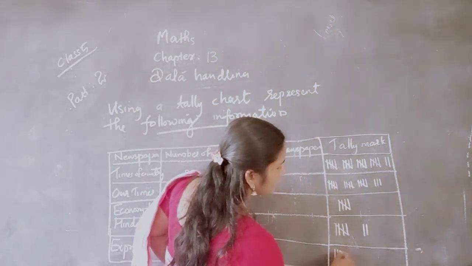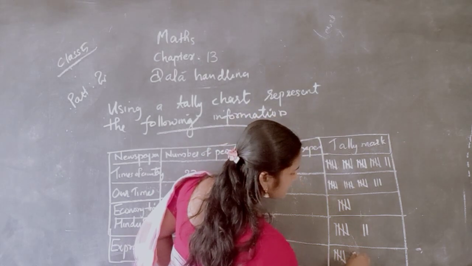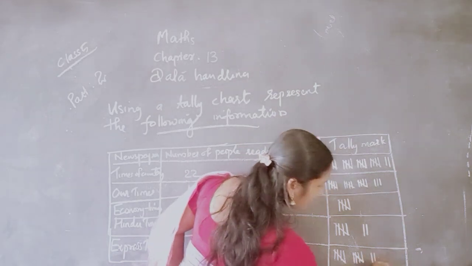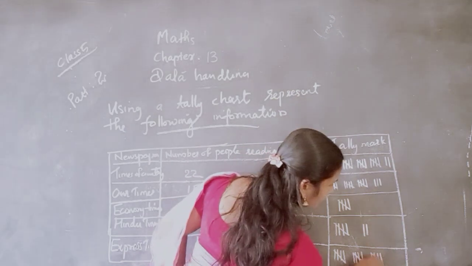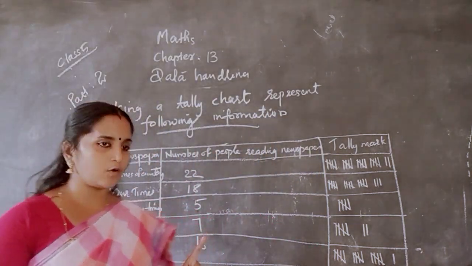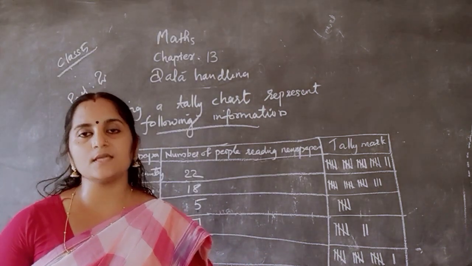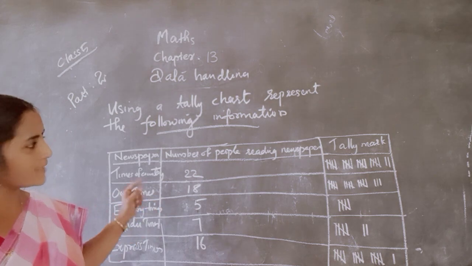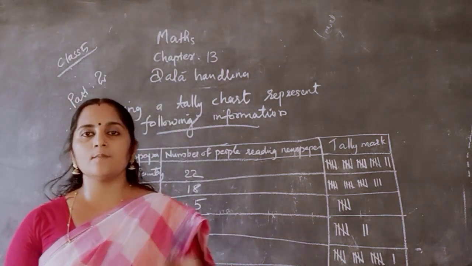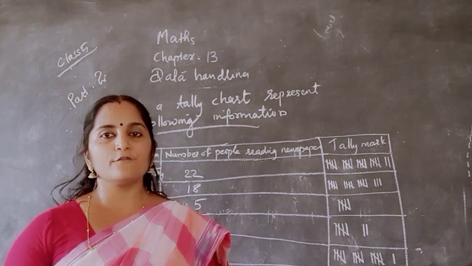1, 2, 3, 4, 5. Then 6, 7, 8, 9, 10, 11, 12, 13, 14, 15, 16. The last group we have only one line because the total number is 16. In this way we represent the tally marks corresponding to the given frequency. And what is frequency? The number of times a particular number appears is called its frequency.